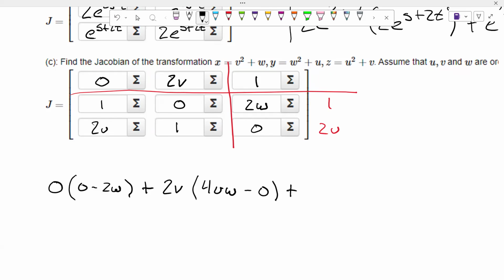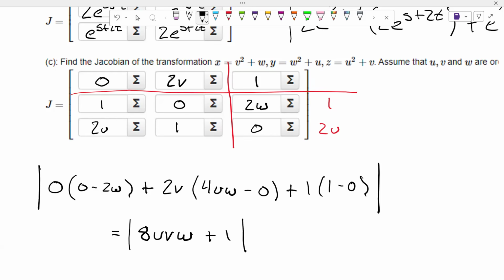minus 0 times 1 is 0. And then for the last one, plus 1 times the matrix on the left, or that 2x2 determinant on the left, which is 1 times 1 minus 0 times 2u, would be just 0. Don't forget your absolute value signs. And then we can calculate that bit. It looks like it is 8uvw plus 1.